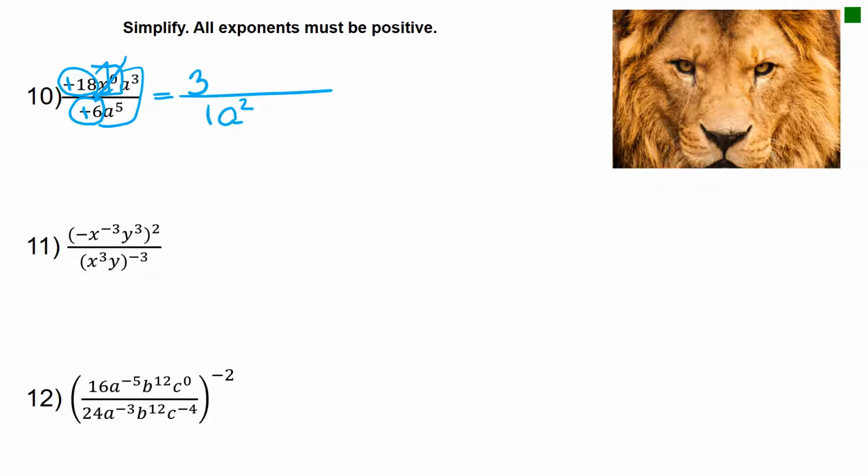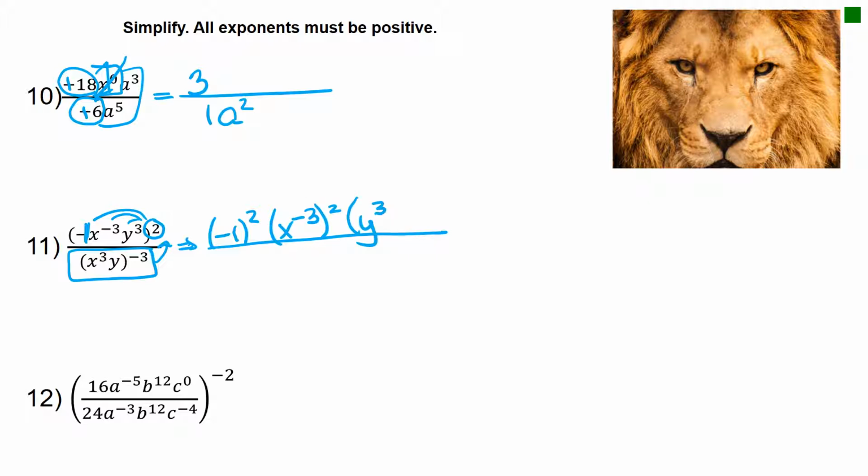Okay, on this, this entire house is going to have to move to the top. So I'm going to do a whole lot of stuff here. I'm going to take this creeper and give it to everybody, okay? Now, that negative is a negative 1. So negative 1 gets a creeper of 2. X to the negative 3 gets a creeper of 2. Y to the third gets a creeper of 2. I can't move that x to the negative 3 to the bottom because it's in a house with a creeper.